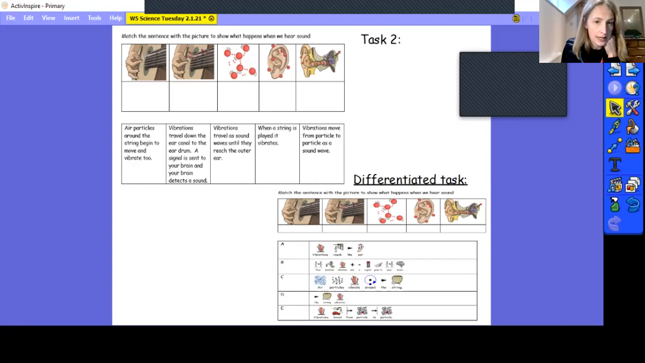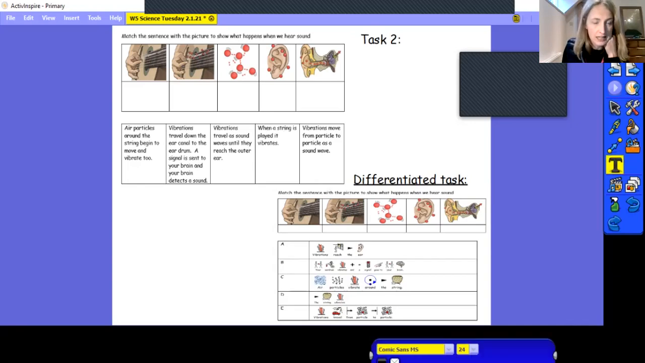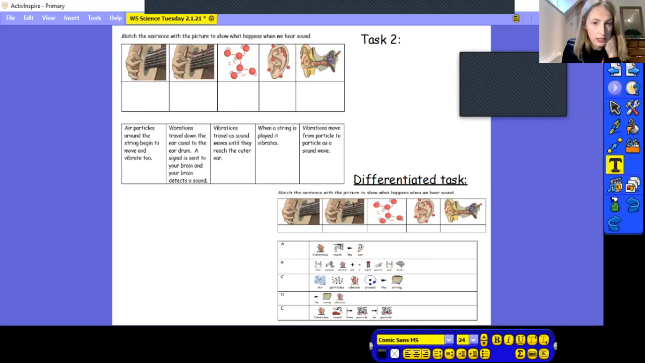So what you've got to do in this task is find the right description for each picture. For the first one, is it air particles around the string begin to vibrate and move to? Is it vibrations travel down the ear canal? Well, it's not that one because we've not got any ear canal in that picture. Vibrations travel as sound waves until they reach the outer ear. Again, we're talking about the ear. In this picture, I really need something with a string or a guitar in it. When a string is played, it vibrates. That sounds right, doesn't it? So then I'm going to type that one into that box.